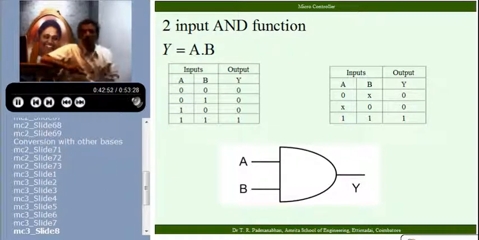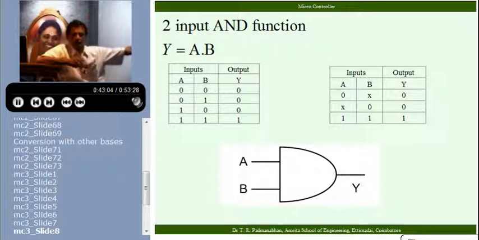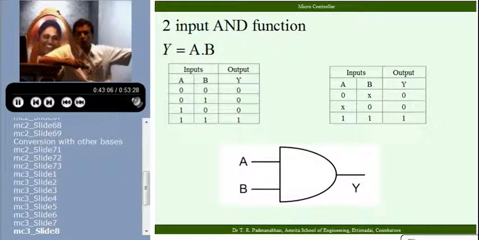If A is 1 and B is 1, then only Y will be 1. That's the AND function. This is the gate representation for the AND function. We need not go into the details of the internal circuit at all. We can work with whatever we want to do without knowing the internal details of the circuit. This is a typical representation of an AND function: A and B, output is Y.